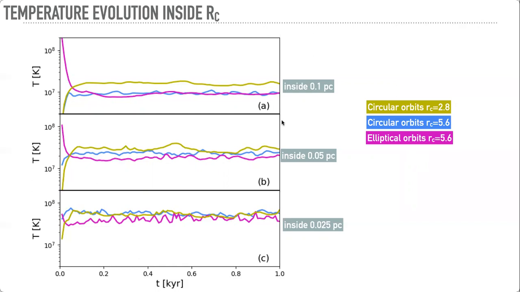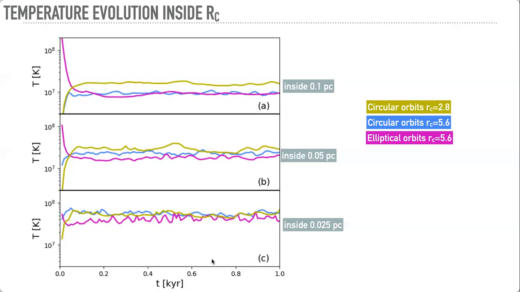In the cases with circular orbits, which are the blue lines, and elliptical orbits, which is the magenta line, I would say on average they reach about the same value, maybe a little higher on the circular orbits here inside 0.05 parsecs, or very close to the center. It's also a little over the elliptical orbits model.